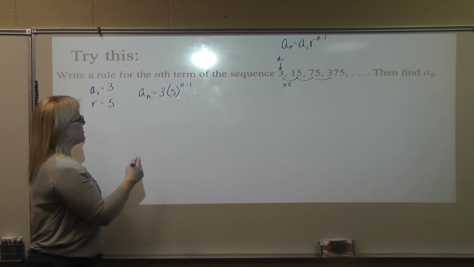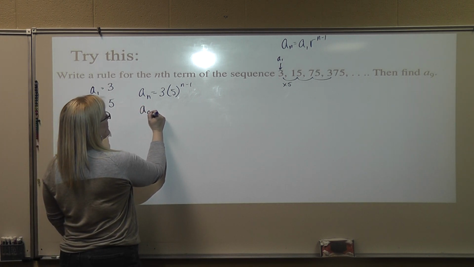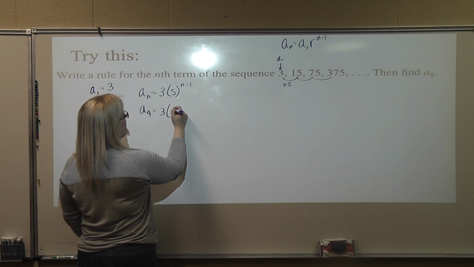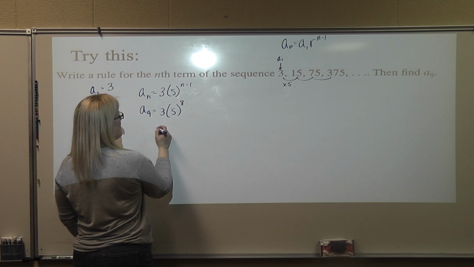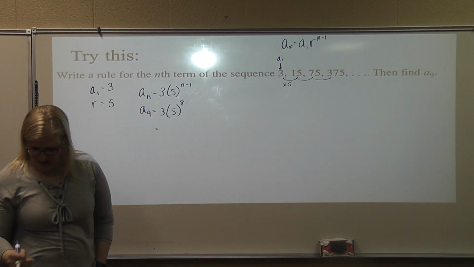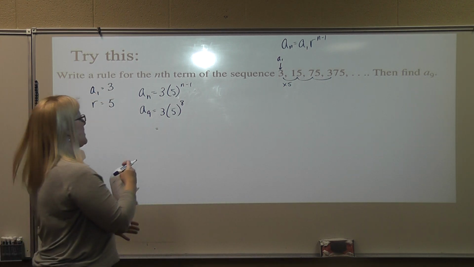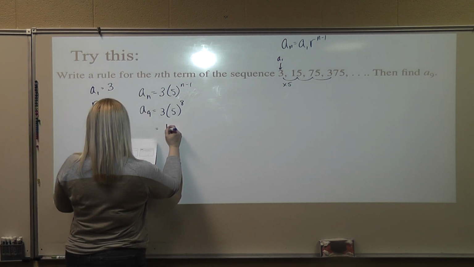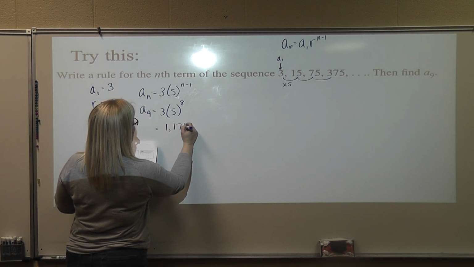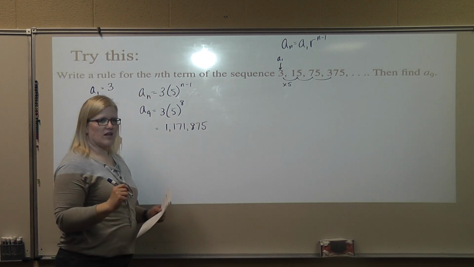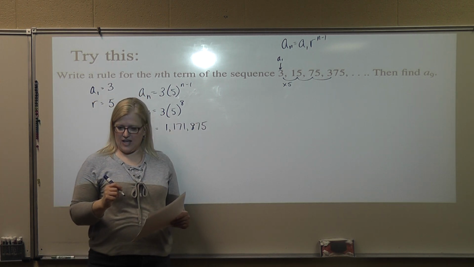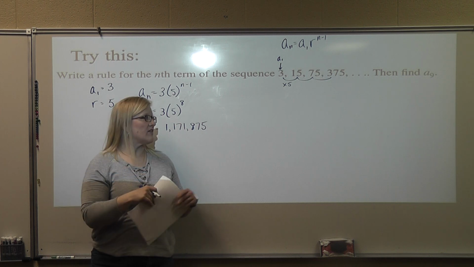All right, so a sub 9 then is 3 times 5 to the 9 minus 1 power, which is 8. And when I put that into my calculator, I end up with 1,171,875. So hopefully that's what you got. If not, go back and look at this again.